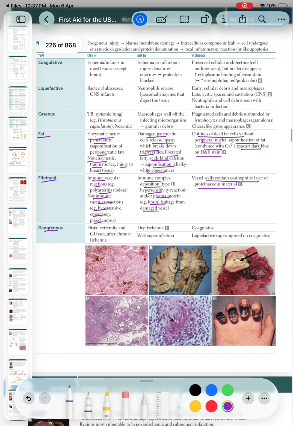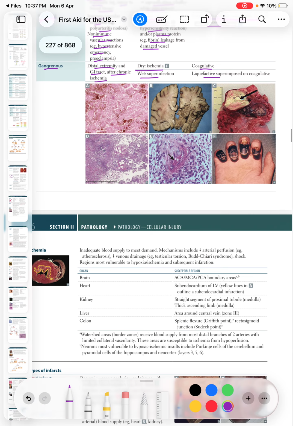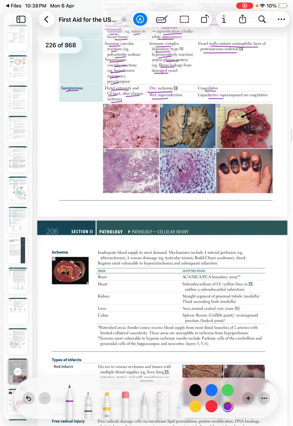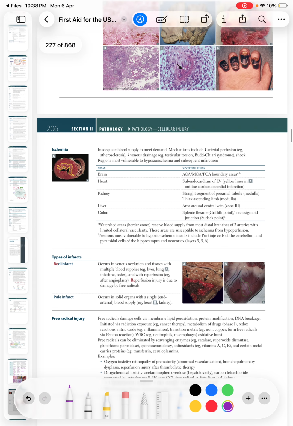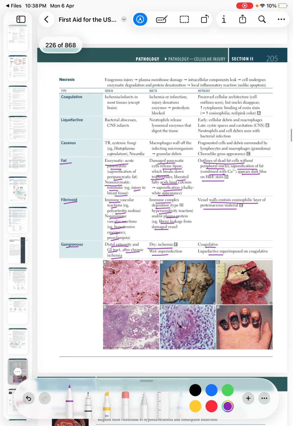Now, gangrenous necrosis. It occurs in the distal extremity and GI tract after chronic ischemia, and the cause is dry ischemia and wet superinfection. The histology is coagulative, and liquefactive superimposed on coagulative. So these are the types of necrosis: coagulative, liquefactive, caseous, fat, fibrinoid, and gangrenous.